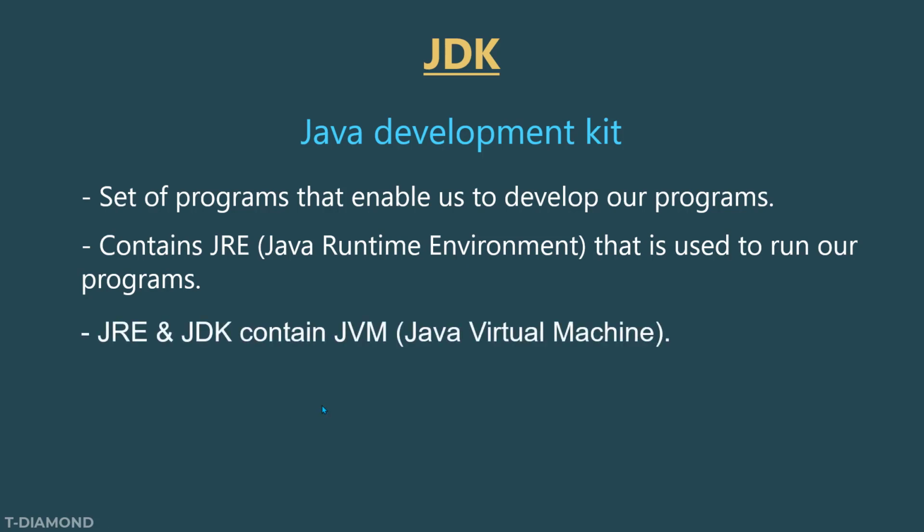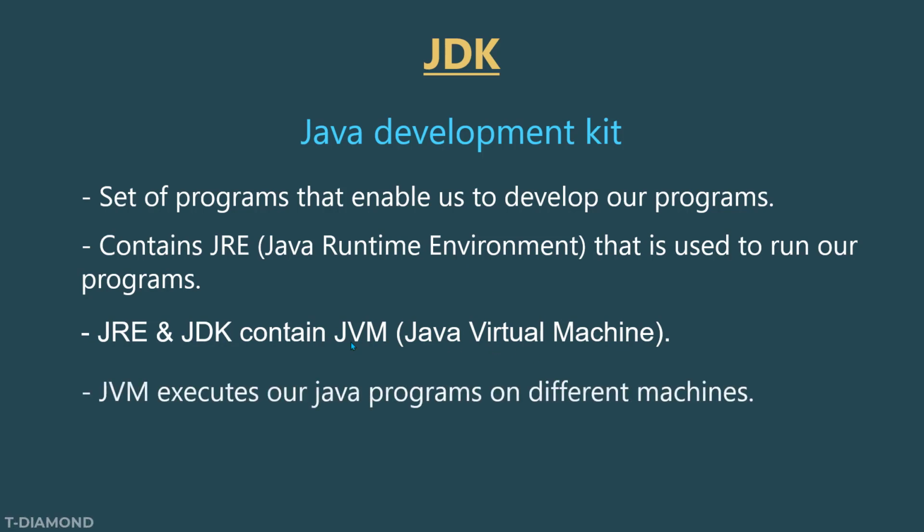Now both the JRE and the JDK contain Java Virtual Machine or JVM. The JVM executes our Java programs on different machines. So thanks to the JVM, Java is machine independent. So if you write a program on a certain machine, JVM will execute that program, and if we take the same program to another machine that contains JVM, JVM will be able to execute it just fine with no problems.